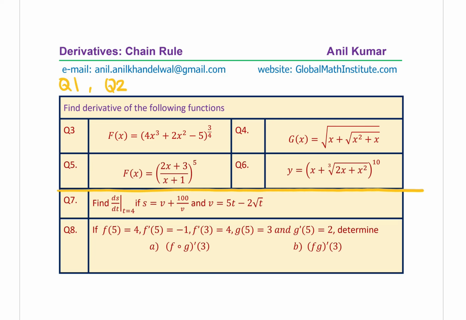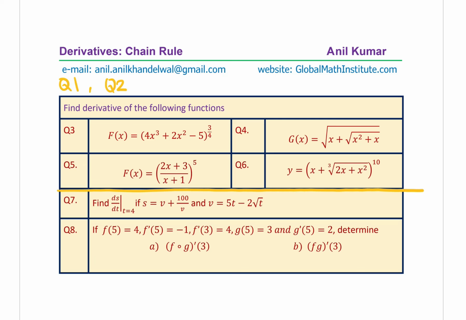The very first one, f of x is 4x cubed plus 2x squared minus 5, to the power of 3 over 4. The second one, you may apply double chain rule, right? Power rule, chain rule twice. When you have square root within square root, then that means multiple times you may have to apply this combination of power and chain rule. Now question number 5 is a similar kind. So again, your power rule, and then inside function quotient rule with the chain rule.